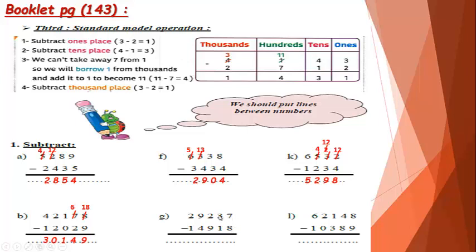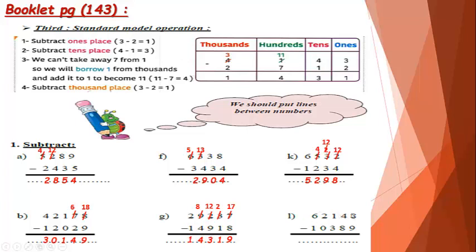The next one, 7 minus 8, it can't be. So I'm going to borrow 1 from the 3, it will be 2, and the 7 is going to be 17. 17 minus 8 equals 9. 2 minus 1 equals 1. 2 minus 9, it can't be. So I'm going to borrow 1 from the 9, it will be 8. And this 2 will be 12. 12 minus 9 equals 3. 8 minus 4 equals 4. And 2 minus 1 equals 1.